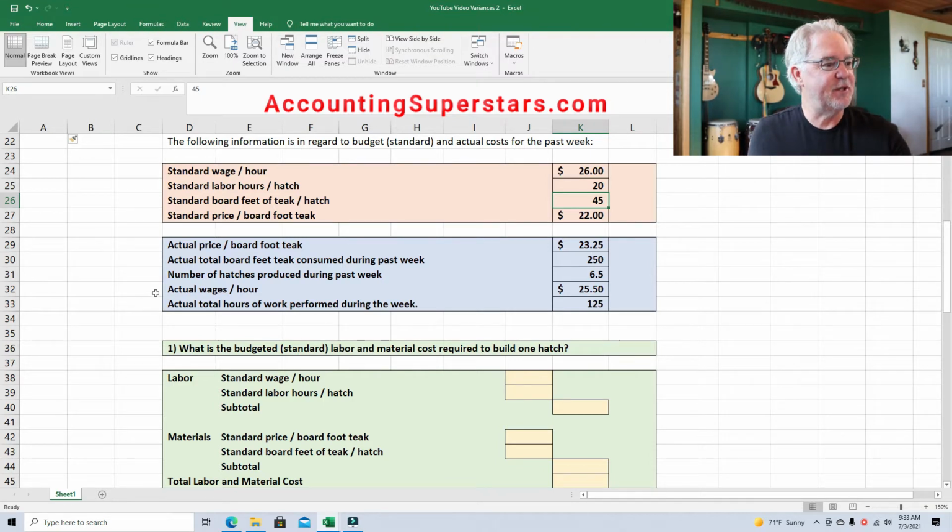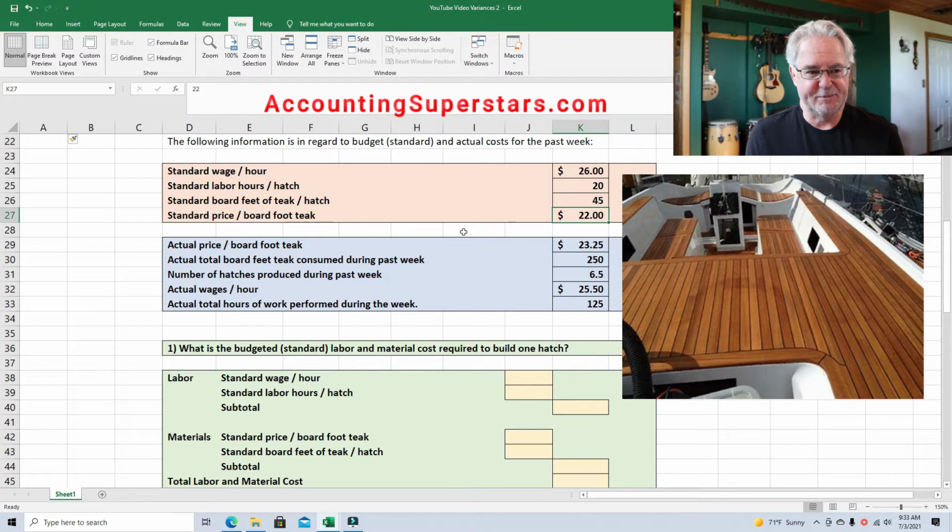So anyways, standard board feet of teak, here we are, 45 board feet. And probably about 10% of it's wasted. The standard price per board foot of teak is $22 a board foot.